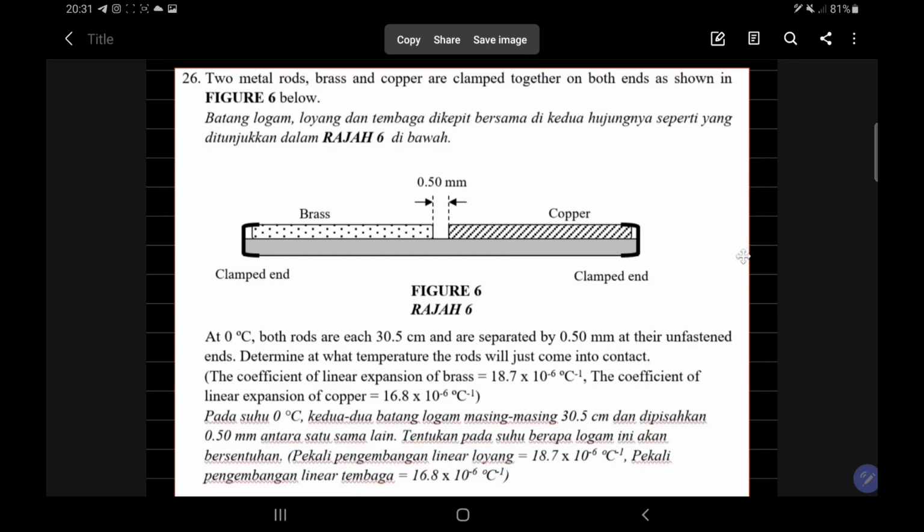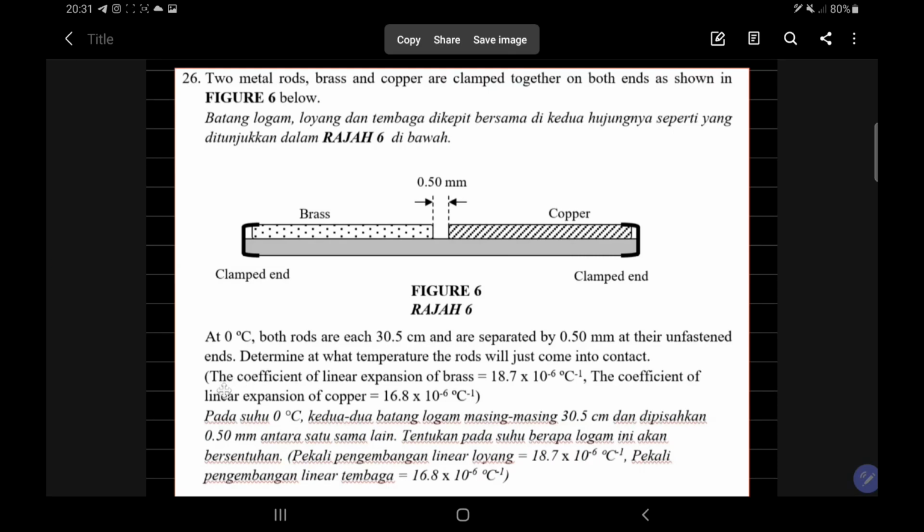Okay, next, let's continue with question number 26. Alright, still under the heat chapter. So, two metal rods are given here, which are brass and copper, clamped together on both ends as shown in figure 6 below. Okay, so what do we have now? There are two different metals, brass and copper, equal in length, and then separated by 0.50 millimeters. At 0 degrees Celsius, both rods are each 30.5 centimeter, this is the length of brass and copper, and separated by 0.50 millimeter at their unfastened ends. Determine at what temperature the rods will just come into contact. So they ask you to find the temperature where these two metals are just in contact.